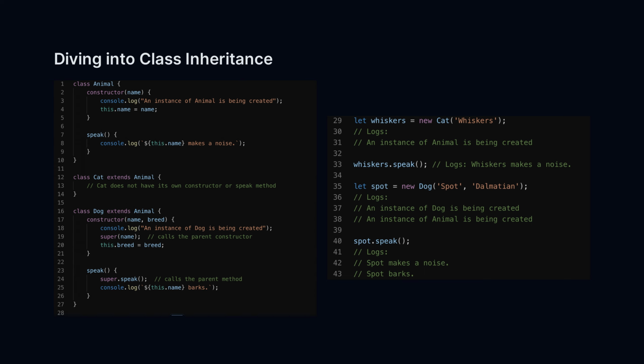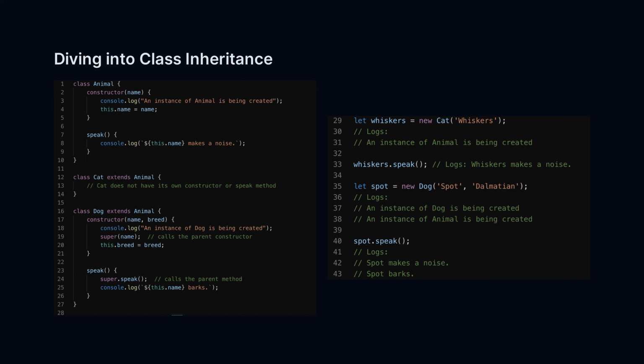When you look at the cat class, you notice that it doesn't have a constructor or a speak method of its own. However, when we instantiate a cat object like Whiskers, it exhibits the characteristics of an animal. Upon creation, it logs an instance of animal is being created. When prompted to speak, it outputs Whiskers makes a noise. This shows that although cat doesn't define these properties and methods, it fully inherits them from its parent class animal through the use of inheritance.